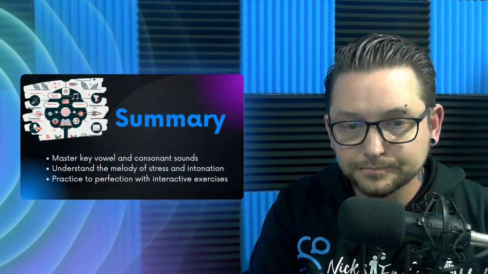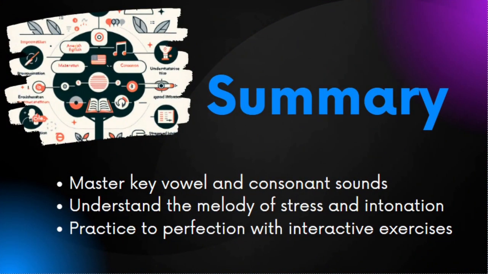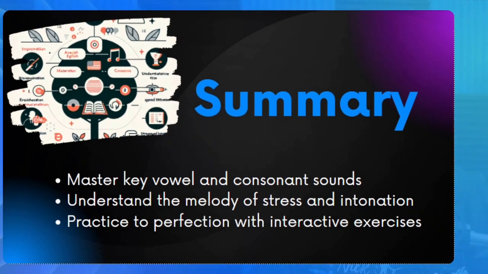Summary. Let's go over a quick summary of everything we went over here real quick. So we mastered the key vowel and consonant sounds, right? And I reiterate the key vowel and consonant sounds because there is a lot more to it, but this is just an overview. We understood the melody of stress and intonation. Again, the overview, the general idea. And we practiced to perfection with interactive exercises. That's what you're going to do with those last suggestions that I gave you. And practice. Practice makes perfect. Practice as much as possible.